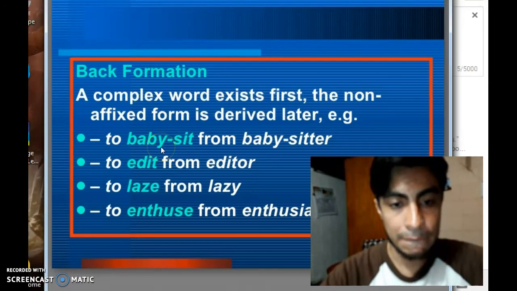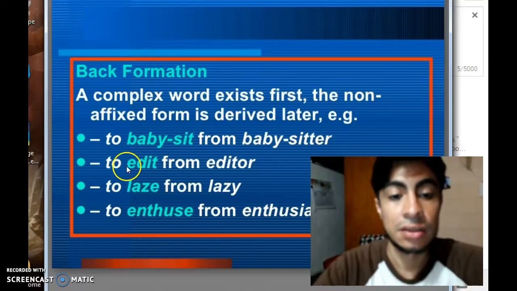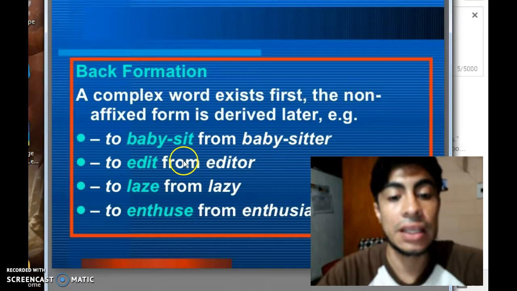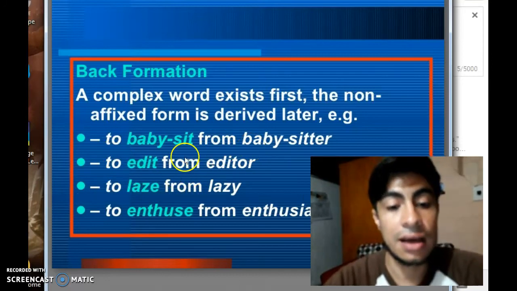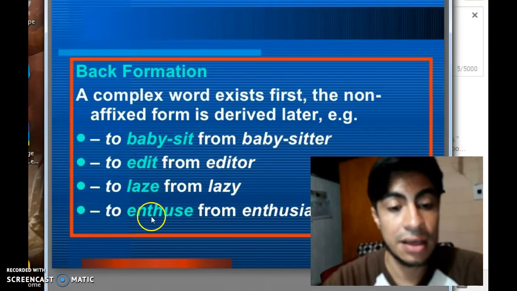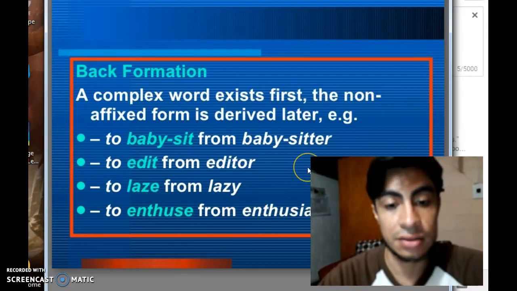We've got babysit, which comes from babysitter. And we've got edit, which comes from editor. We've got laze, which comes from lazy. We've got enthuse, which comes from enthusiasm.